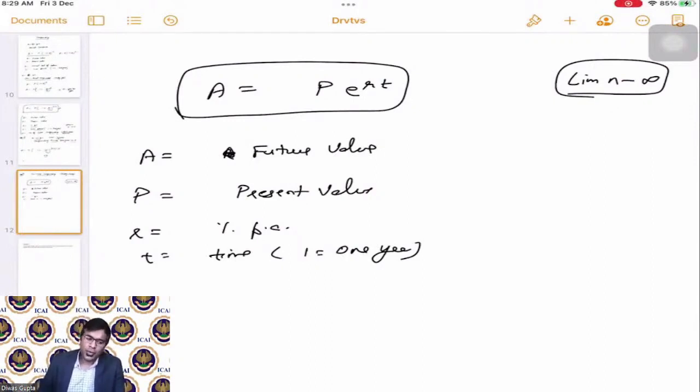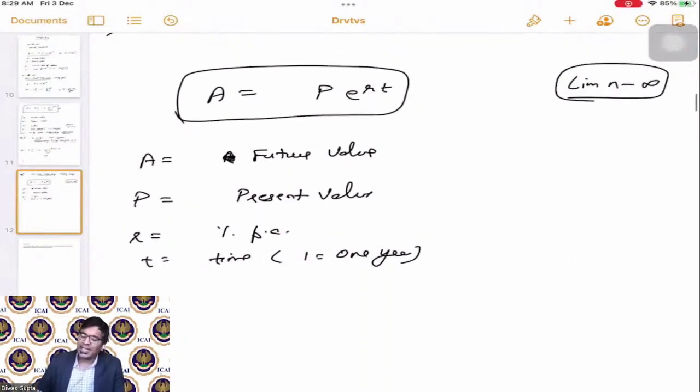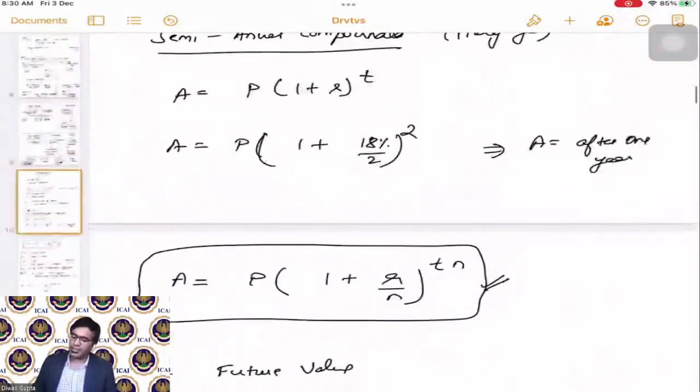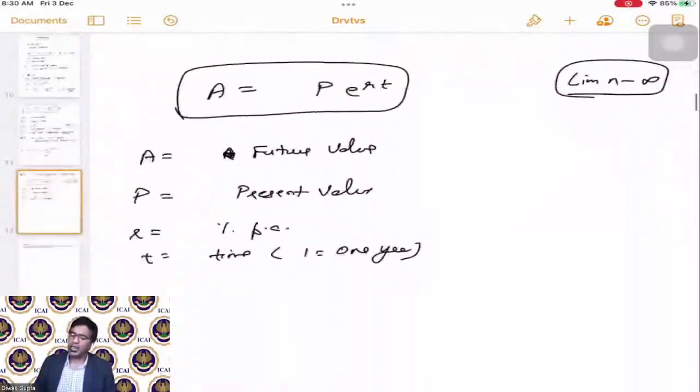Okay. So what we have to remember is that in case of continuous compounding, if the question says that it is continuously getting compounded, we have to use the formula A is equal to P into E raised to the power RT. R is the rate and T is the time. This is one formula in case of discrete compounding, and this is the formula in case of continuous compounding.